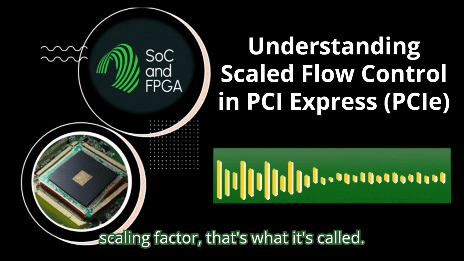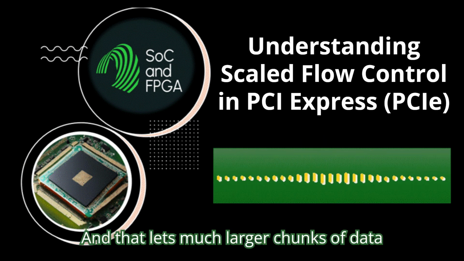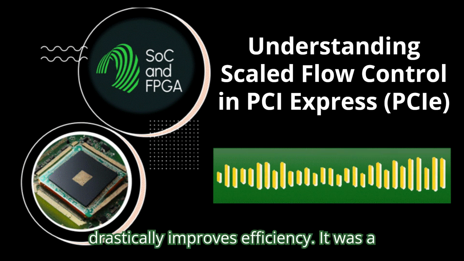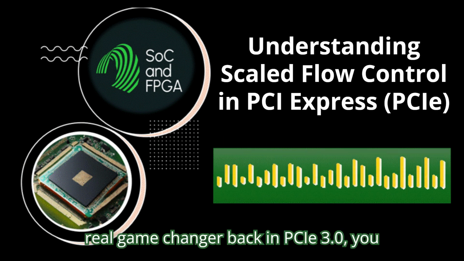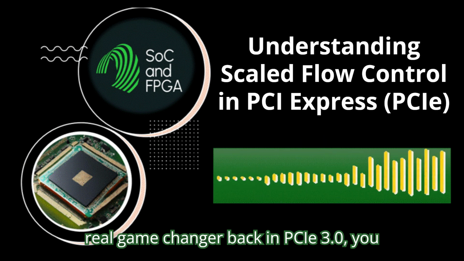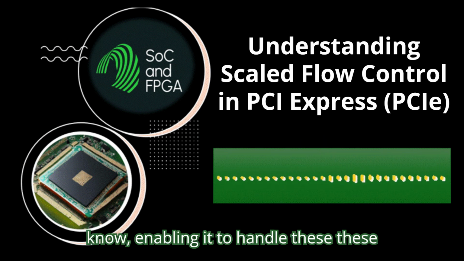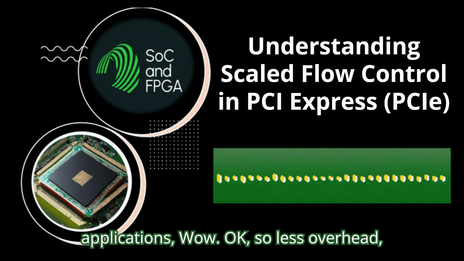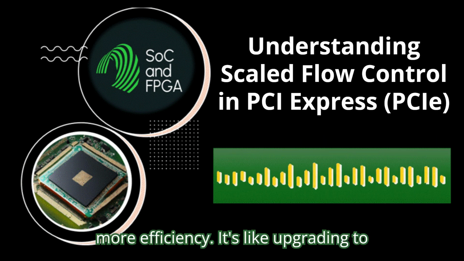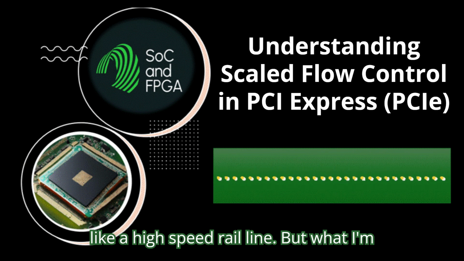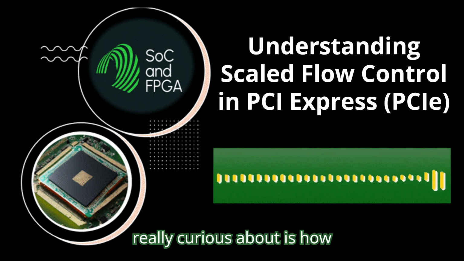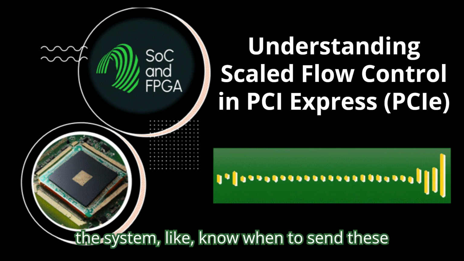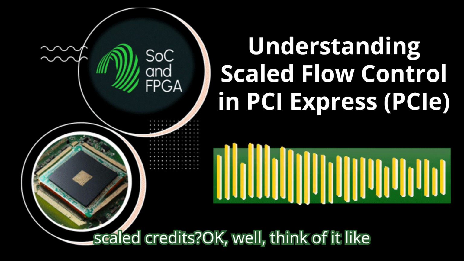Yeah. That scaling factor, that's what it's called. And that lets much larger chunks of data be transferred with each credit, which drastically improves efficiency. It was a real game changer back in PCIe 3.0, enabling it to handle these massive data flows that we see in modern applications. Wow. Okay. So less overhead, more efficiency. It's like upgrading to a high-speed rail line. But what I'm really curious about is how does the scaling actually happen? How does the system know when to send these scaled credits?